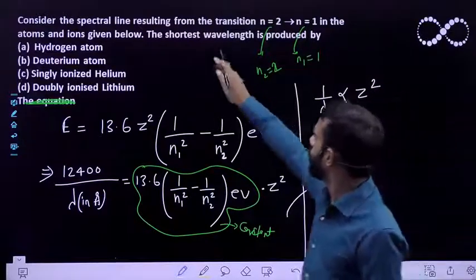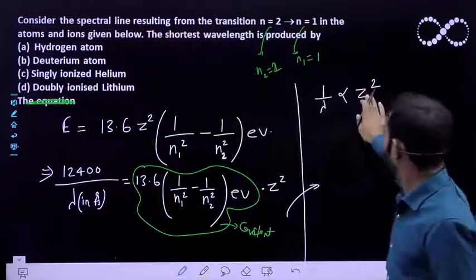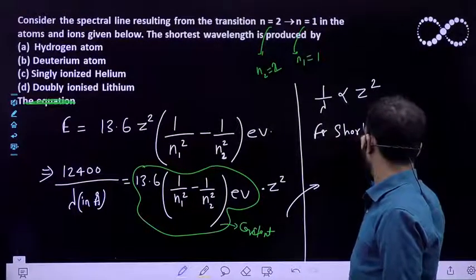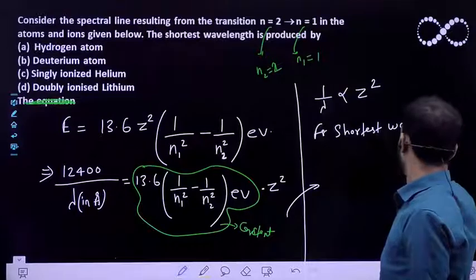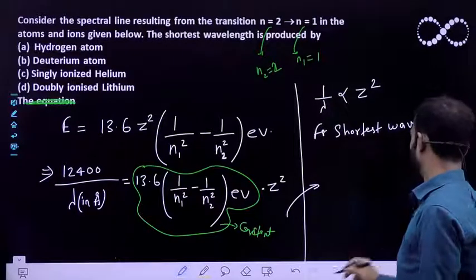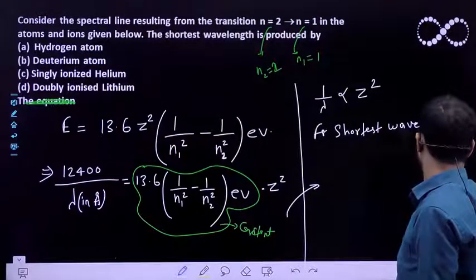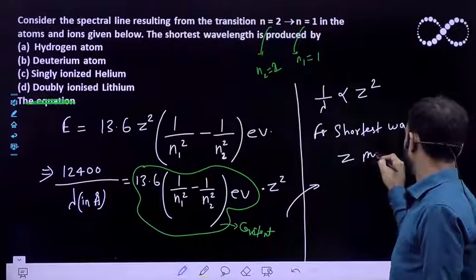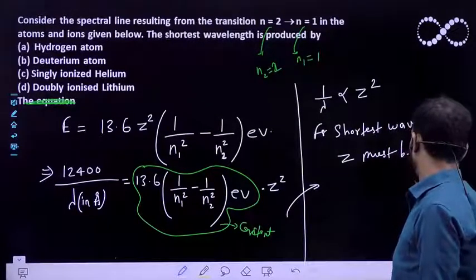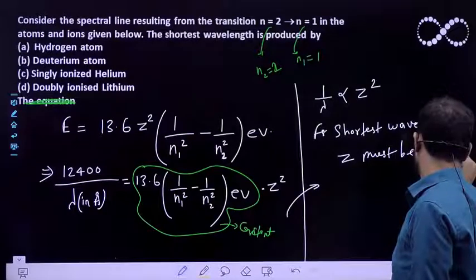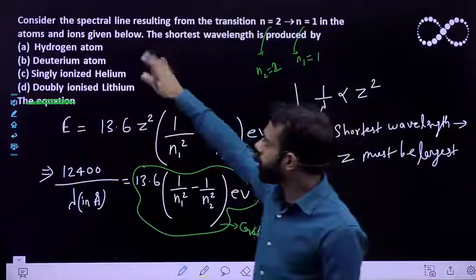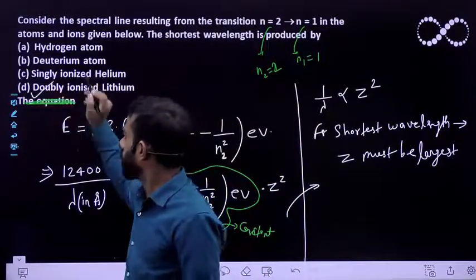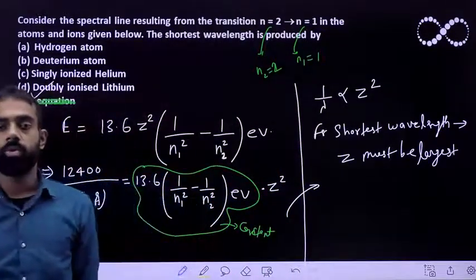If you want to get the shortest wavelength, then Z must be highest. So I can say for the shortest wavelength, Z must be largest. Out of the four options, in which case is Z largest? Obviously lithium. So option D is correct. Okay students, I hope you understood this question.